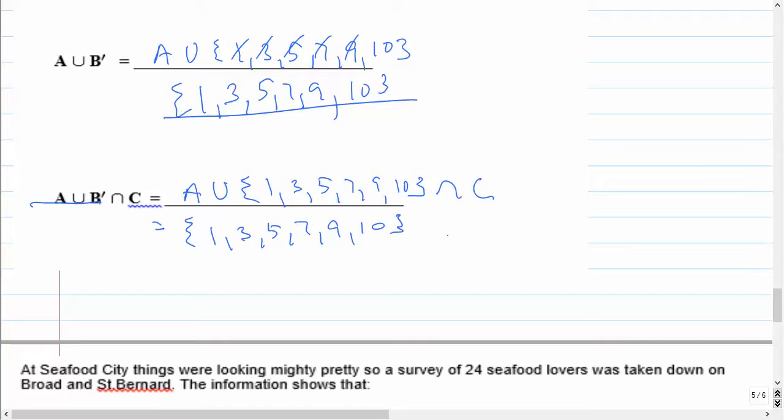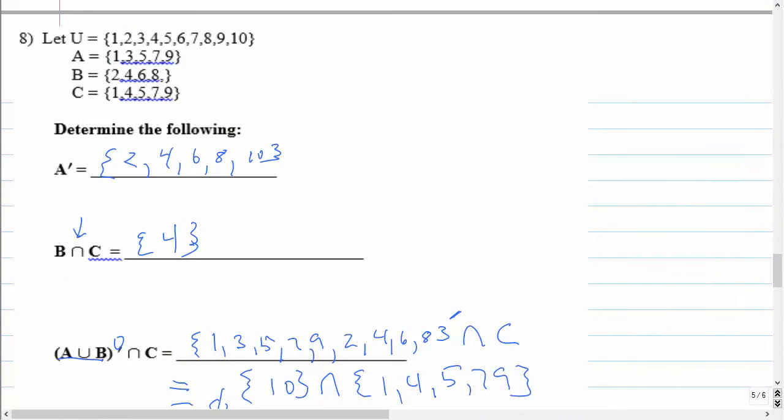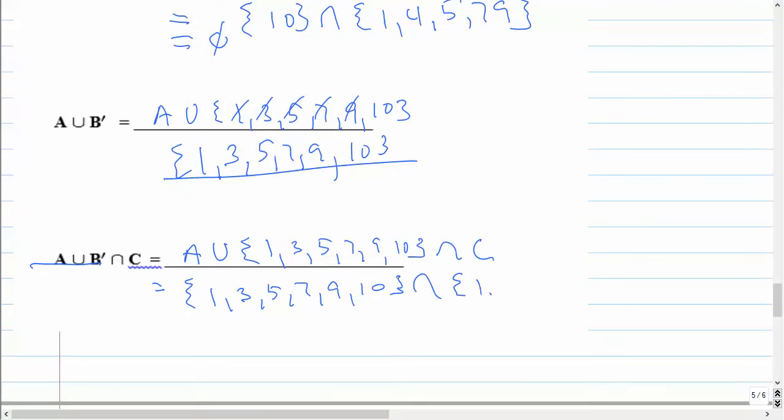So the previous problem is helping me out here. Now I need what's in common with C. So I'm going to grab C: 1, 4, 5, 7, 9. What do they have in common? They have a 1 in common. They don't have a 4. They have a 5, a 7, and a 9. That's supposed to be a 9. Apologize for that. But anyway, there you go.